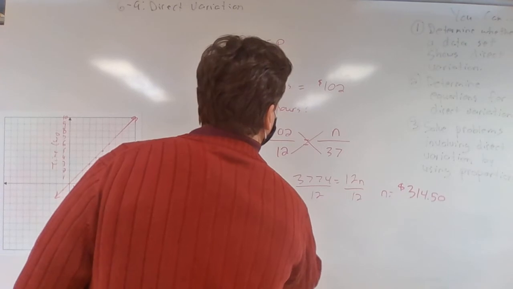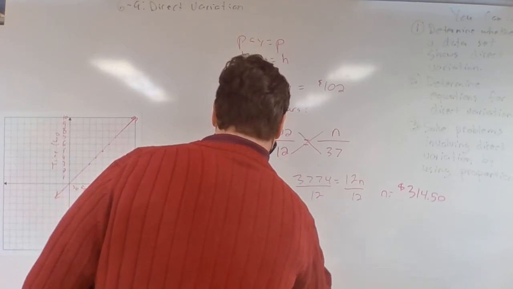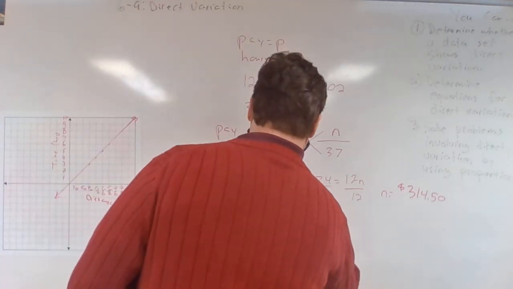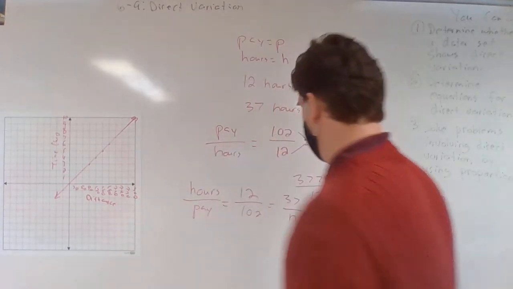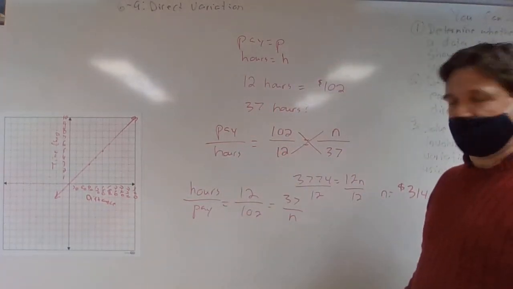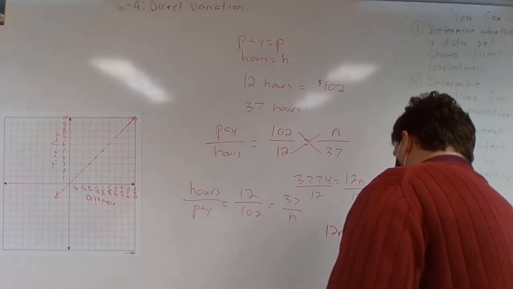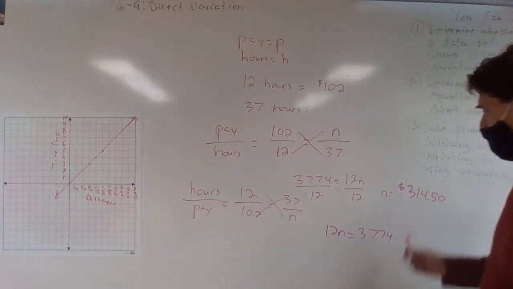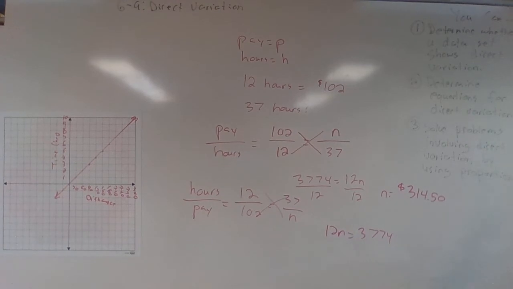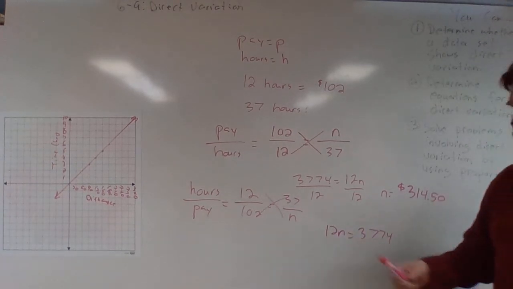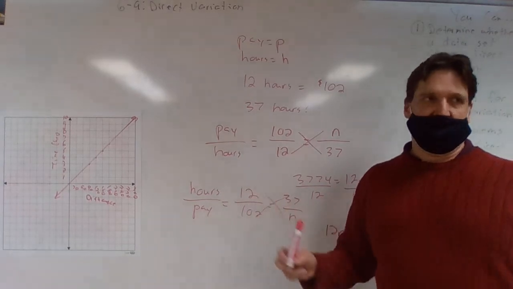Just a one-time proof to you, if I went the other way, hours over pay: 12 hours, 102 bucks equals 37 hours, unknown amount of pay. And I use my cross products once again, 12n equals 3774. And I'll end up at the same spot. So that just proves to you that it doesn't matter which way you set it up.